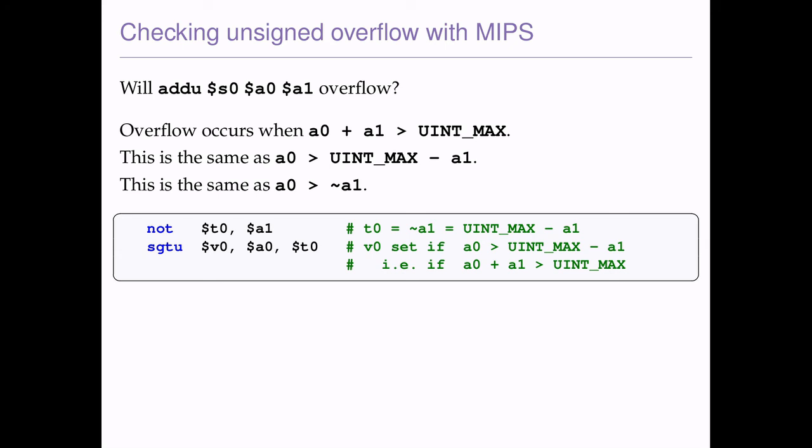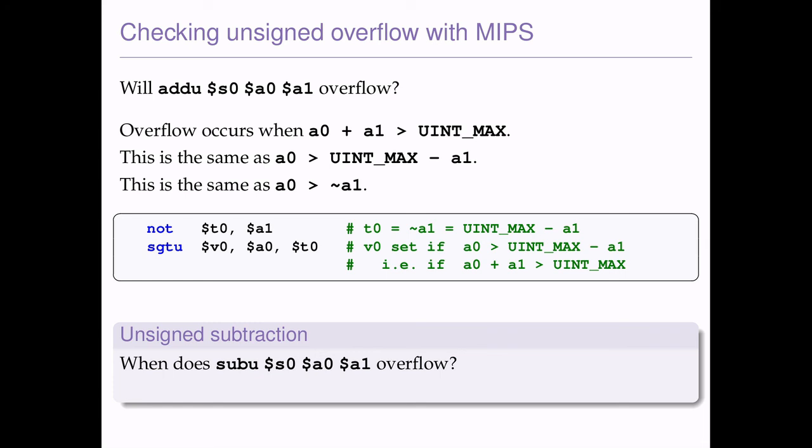So that's what we do in MIPS. We do the negation of A1, we store that in T0, and then we use set greater than unsigned, because we're using unsigned numbers, to see if A0 is greater than the largest value taken away from A1, which is the same as the negation, which is in T0. So we just check to see is A0 greater than the negation of A1, and if so, we set the flag. So that's all you would do. It's relatively straightforward for unsigned numbers.